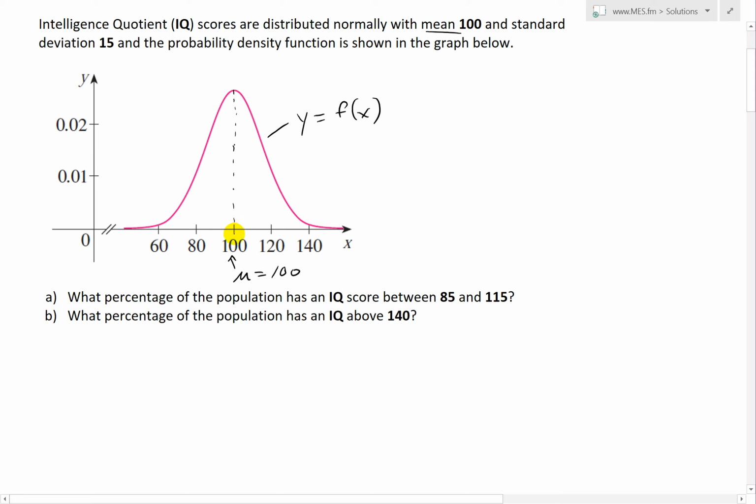If it's 15, then 100 minus 15 is just going to be 85. So somewhere here, let's go with 85. And then 100 plus 15, just to graph out how it looks, it would be something like this. So from here to here is one standard deviation of 15, and also from here to here, so 115 up to there.